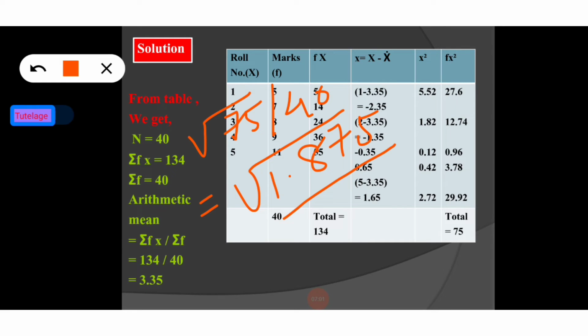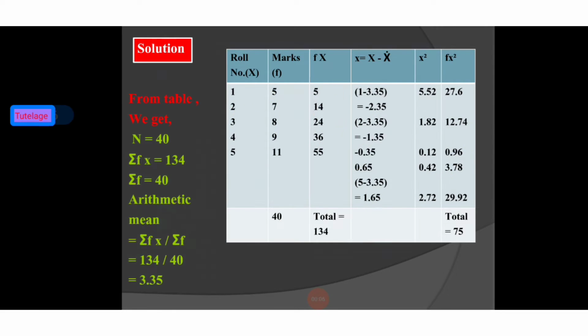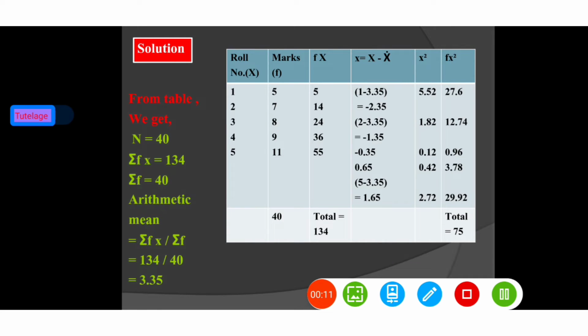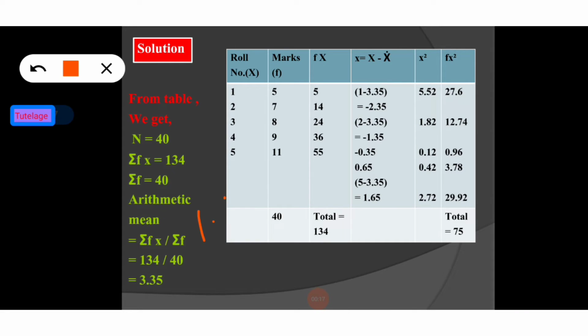So the square root of 1.875 is equal to the answer of the standard deviation, and so the answer of the standard deviation is 1.37 approx. So this is the correct answer for this particular solution. I think this is clear. So learner, the square root of 1.875 is equal to 1.37, the approx value. Obviously it is the answer of the standard deviation, and this is the correct answer for this particular problem.